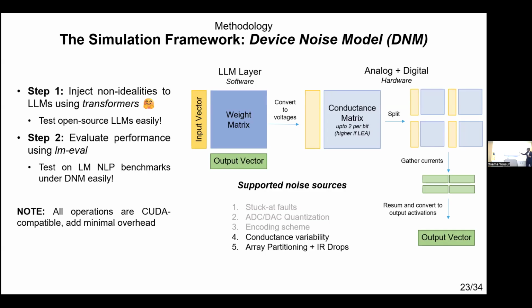And then all of these gathering operations are presumed to be done digitally. The device noise model overall supports a total of 5 noise sources, 3 of which we've already seen. We have stuck-at faults and ADC and DAC quantization, the inputs and outputs. The 2 sources I do want to explain and briefly cover are firstly conductance variability, and then this array partitioning that I mentioned.